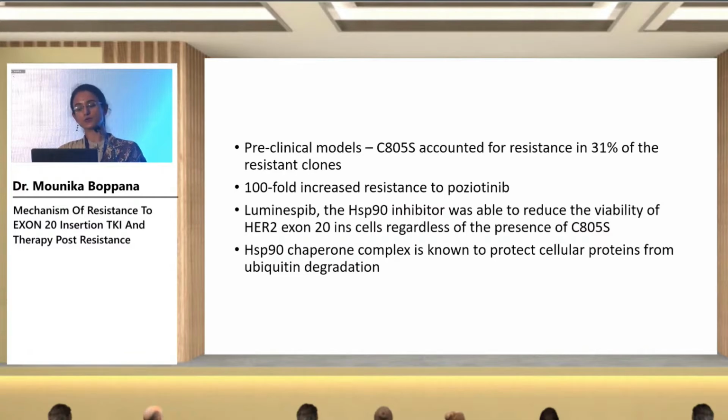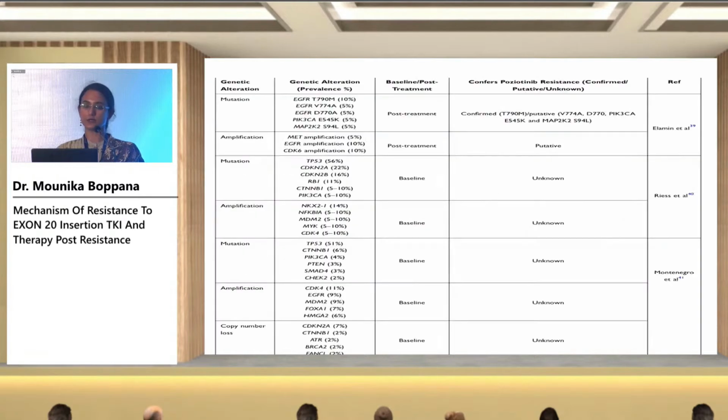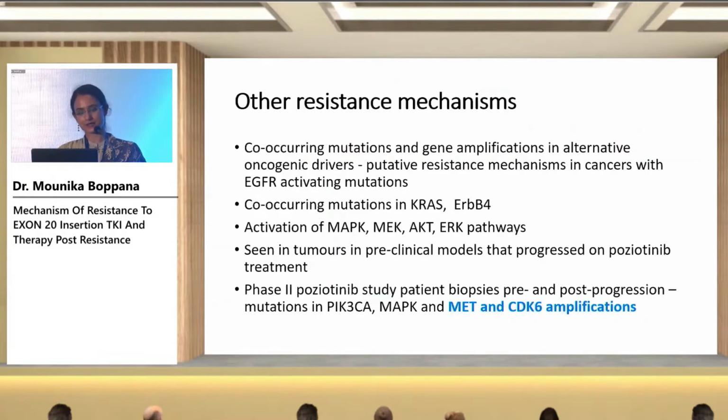So how far this would convert into clinical benefit, we need to see, because the HSP90 chaperone complex is known to protect cellular proteins from ubiquitin degradation. So this table gives a list of all the mutations, amplifications, and copy number losses which can happen at baseline as well as post-treatment that can lead to exon 20 insertion TKI resistance.